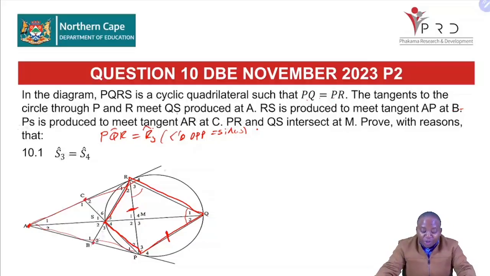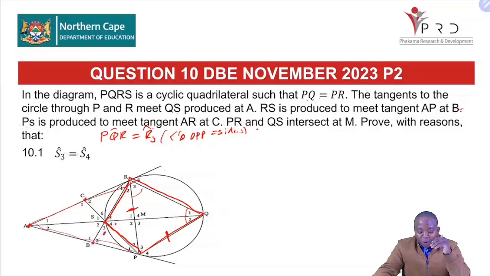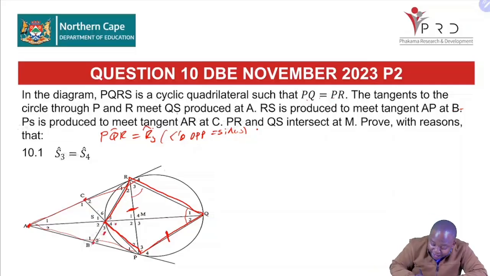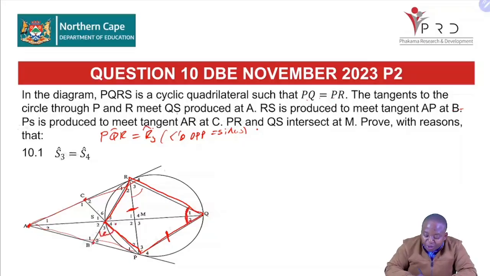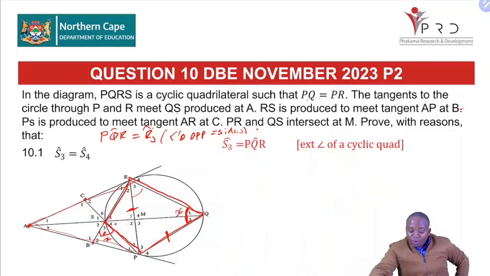How do you prove that S3 equals S4? The first thing that we're going to do is work with the information that was given to us. If you can see, my S3 is outside of the cyclic quad and S4 is inside of the cyclic quad. So I am going to work around that cyclic quad to find those two values. I can see that my S3 must be equal to PQR. Why? That's an exterior angle of a cyclic quad. So I'm going to mark them with X and X so that I can see those two are equal.